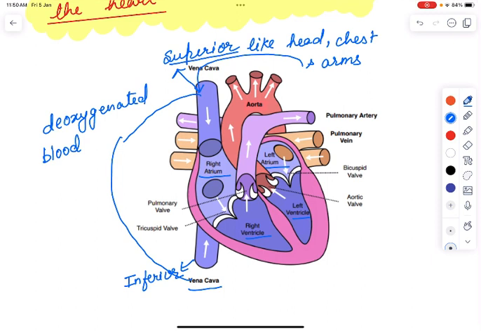atrium. And this inferior vena cava, it will bring blood from the lower parts of the body. This inferior vena cava is also called postcaval, and this brings blood from the posterior or lower region of the body, like abdomen and legs.